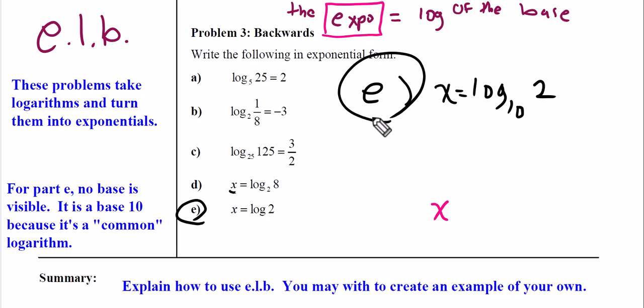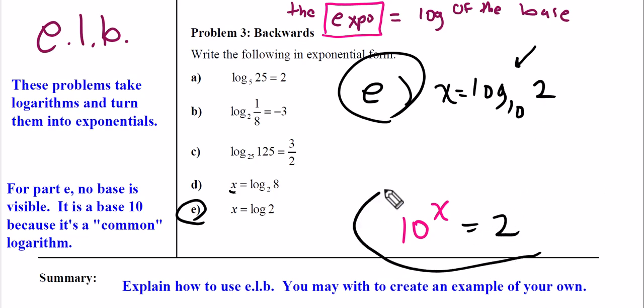Okay, so E is called a common logarithm, and generally for a common logarithm, we don't write the base 10, but it's understood that the base is 10. So let's go ahead and work with it like this right here, just to make you more comfortable with it. So the exponent is x, the base is 10, and everything else is going to just be 2, the argument. So this is the exponential form of part E. Interesting. You learn something new every day.